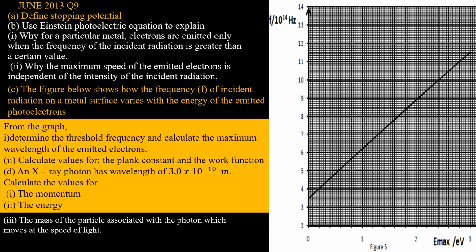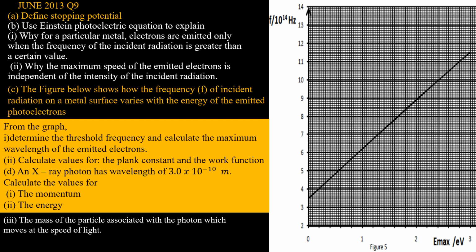C: the figure below shows how the frequency f of incident radiation on the metal surface varies with the energy of the emitted photoelectrons. From the graph, Roman 1, determine the threshold frequency and calculate the maximum wavelength of the emitted electrons. Roman 2, calculate the values for the Planck's constant and the work function.